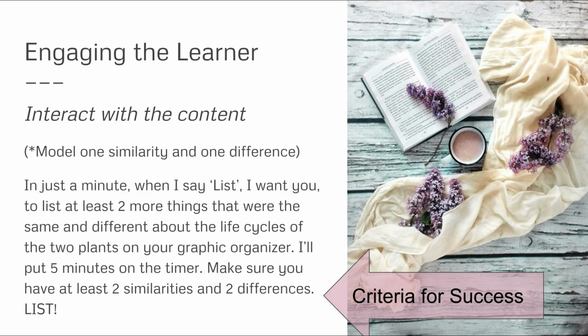Be clear about what the criteria is for completing this portion of the task. The criteria for success at this time is to have at least 2 similarities and 2 differences. Later in the task, we can add additional criteria as the level of thinking evolves.